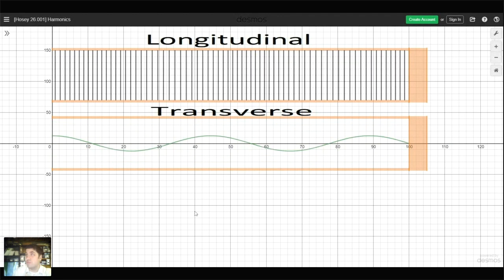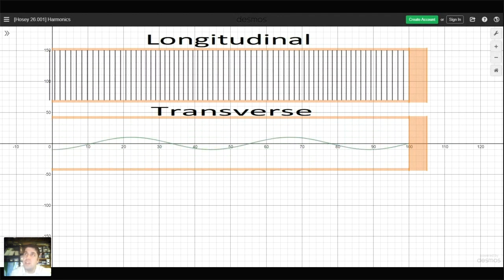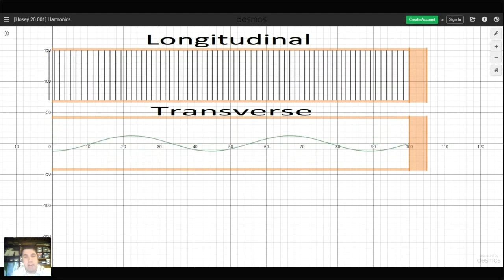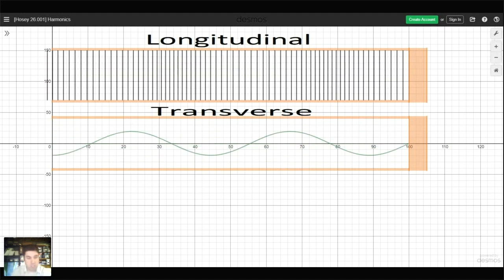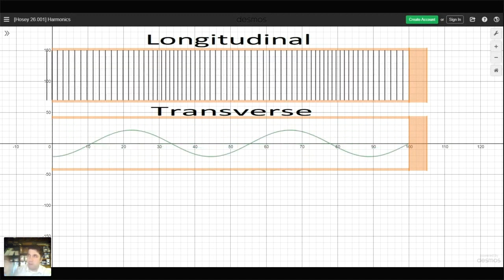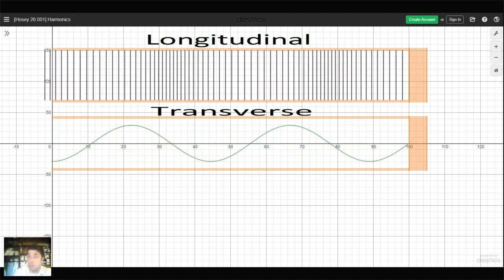This is just wonderful. All right, so what this is illustrating are the two different types of waves that you can be asked about on an AP exam. There's transverse, which is the sine wave up and down sort of thing that we've been describing before.